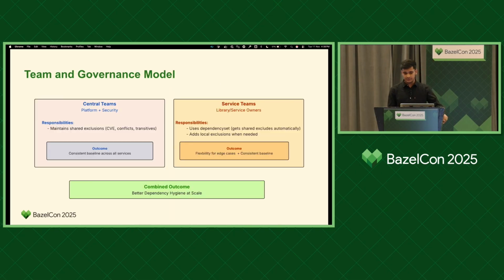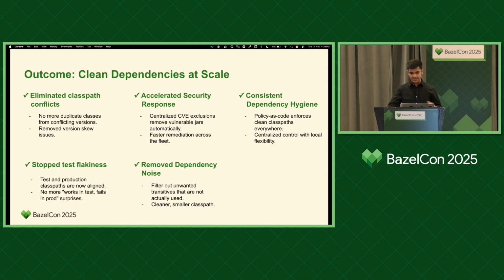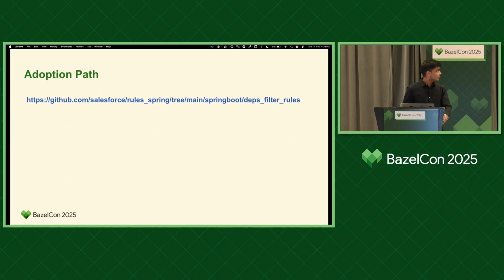Governance model is simple, like one central team maintaining the shared exclusions, and service owners can define their own set of exclusions at the target level, and the combined outcome is better dependency hygiene at scale. So with this, we eliminated class path conflicts, speed up our security response, have a consistent dependency hygiene at scale with dependency set macro, aligned our test and production class paths, and removed the unwanted jars from the dependency graph. Adoption path is present at this link, please check it out.